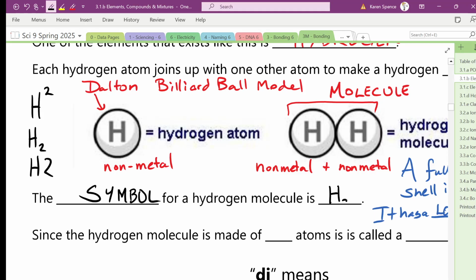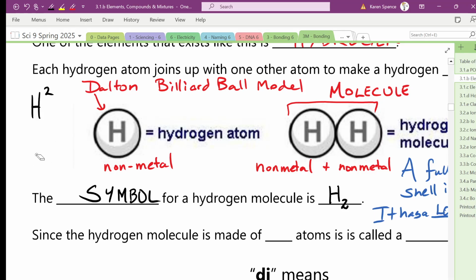So the 2 is going to go down at the bottom. That's because something else, if we have one, goes at the top right. What goes at the top right of a symbol? The charge. So if you have a charge, we need to leave that gap open for a charge.